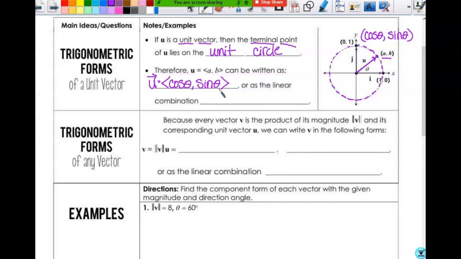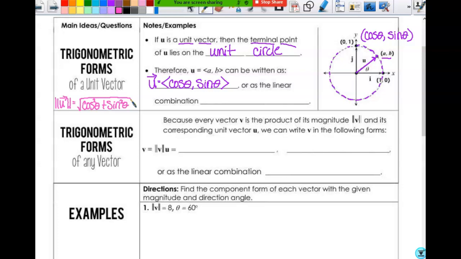And guess what? Magnitude, right? If I wanted the magnitude of that vector, the magnitude of u, remember from the other day, it's the square root of a squared plus b squared. So this would be the square root of cosine squared theta plus sine squared theta. What's cosine squared plus sine squared? 1. This is the square root of 1. The magnitude is 1, which we already knew. But see how that all works out?